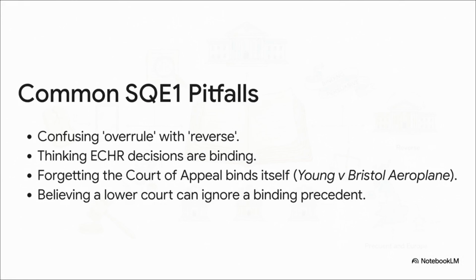And please watch out for these common mistakes. They are easy marks to lose. Number 1, don't mix up overrule and reverse. Number 2, don't say ECHR decisions are binding. Number 3, remember the Court of Appeal is stuck with its own history thanks to Young v. Bristol Aeroplane. And finally, never, ever think a judge in a lower court can just ignore a binding precedent from a higher one because they don't like it. That is a guaranteed way to get a decision overturned.